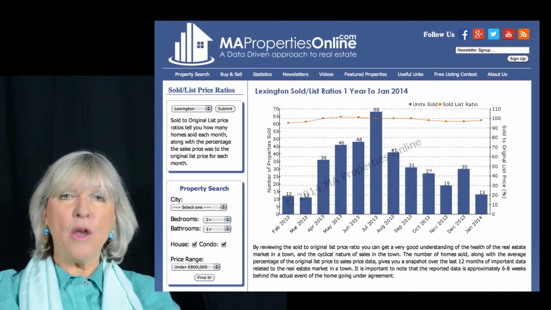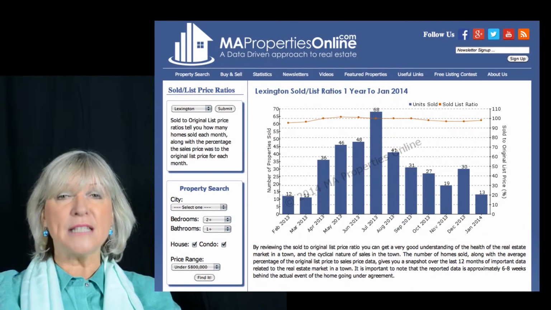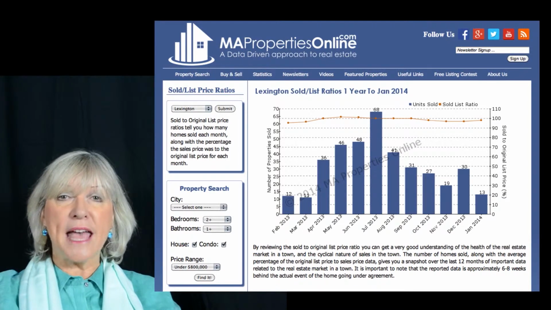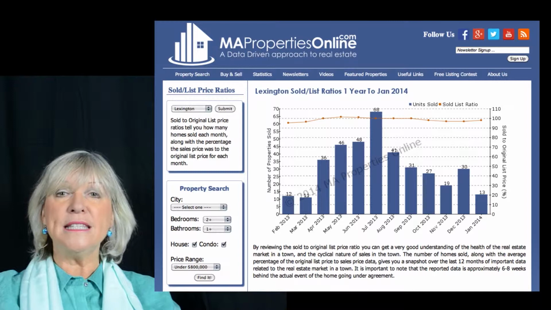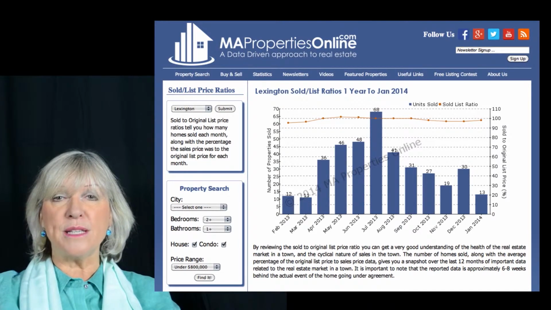Another metric in identifying what is happening in a town is the sold to original price ratio. This data shows how many homes are sold for each month of the last 12 months, and using the scale on the right-hand side and referring to the red line, you can see what the list to sales price ratio is. When looking at the list to sales price ratio, it's important to remember that the home that's being reported on in a month actually went under agreement approximately 6 to 8 to 10 weeks earlier.